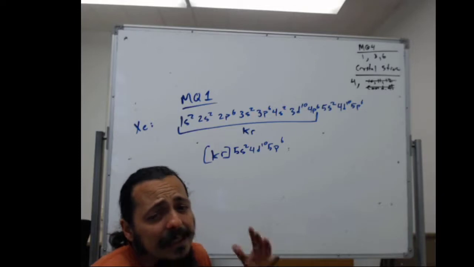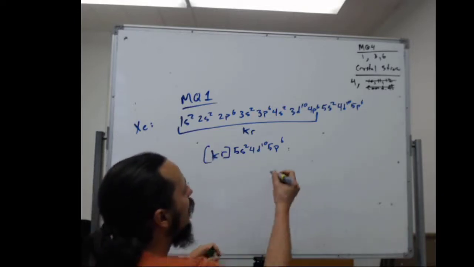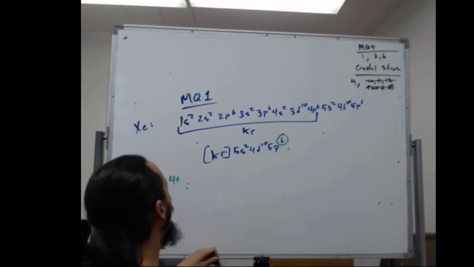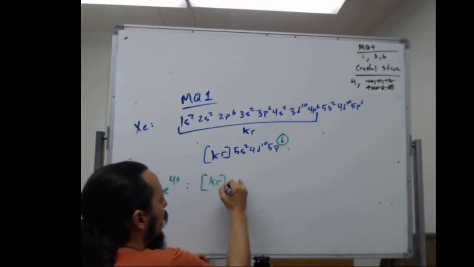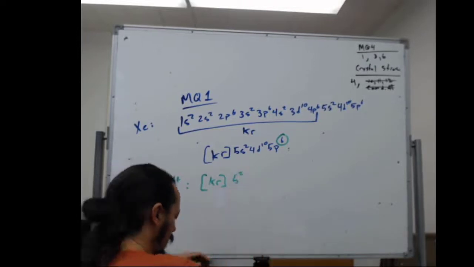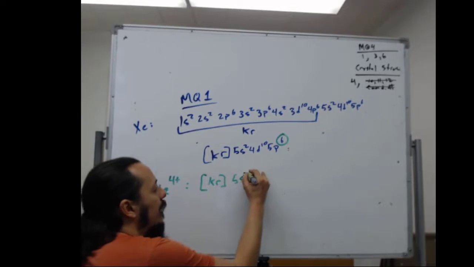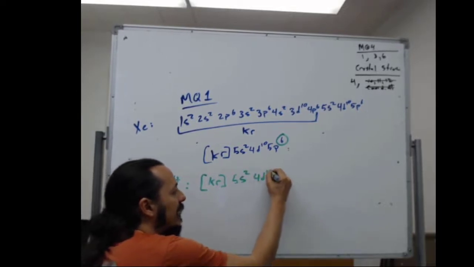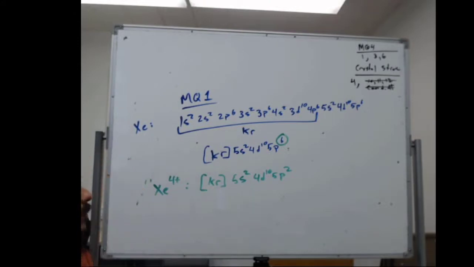I think it's interesting, but it's a lot of extra work. So when we lose our electrons, we're just going to lose these p electrons first. So we're going to have krypton 5s2, 4d10, 5p2. That would be our electron configuration.